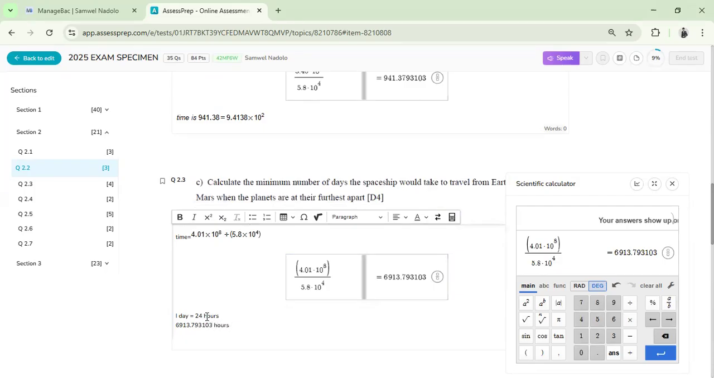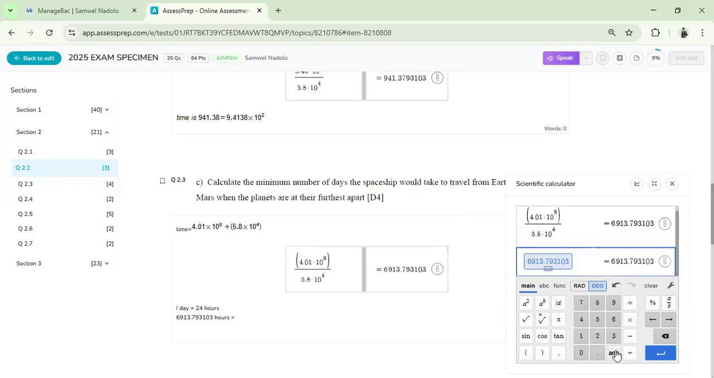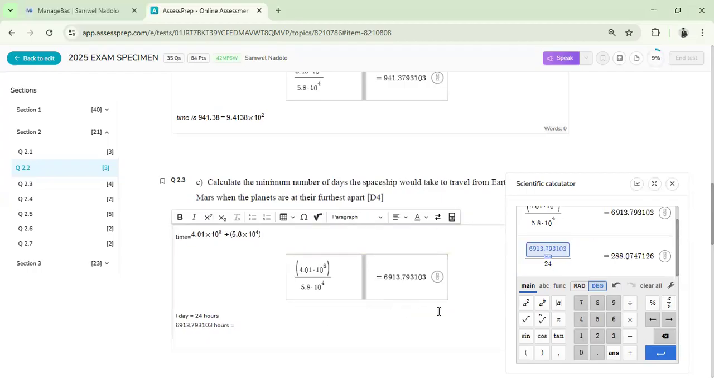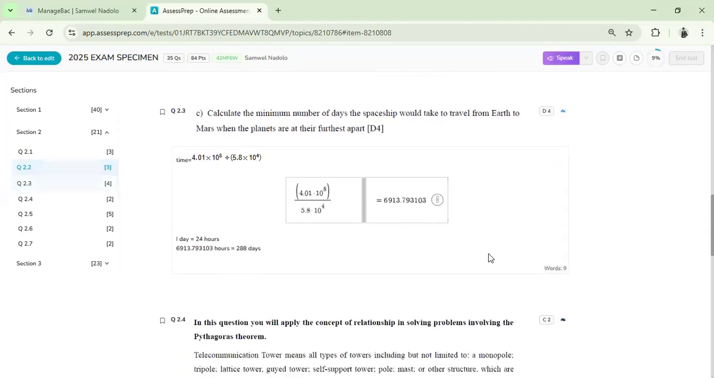6913.793 hours will be how many days? So you can still use your calculator here. You press answer, and then you divide by 24, because that is the conversion between hours and days. So you see the calculator gives us 288.07. So that's just 288 days. So you write that and you score your mark.